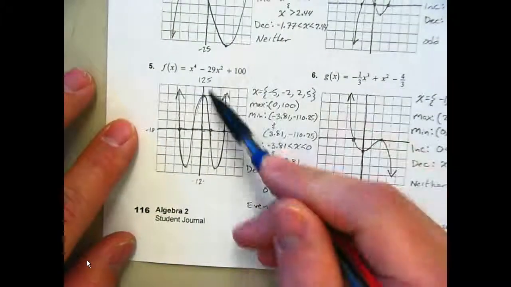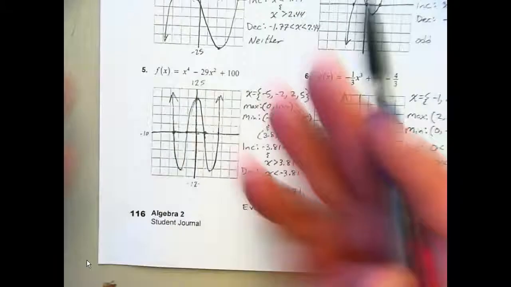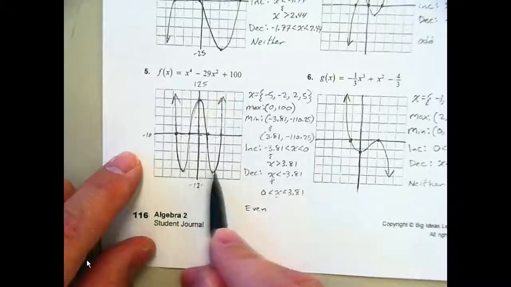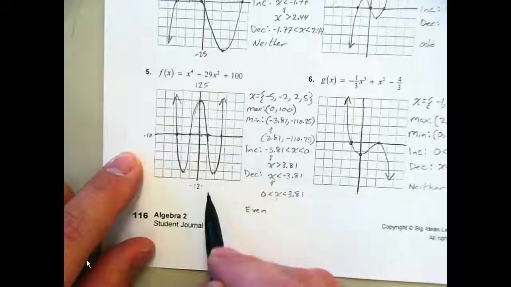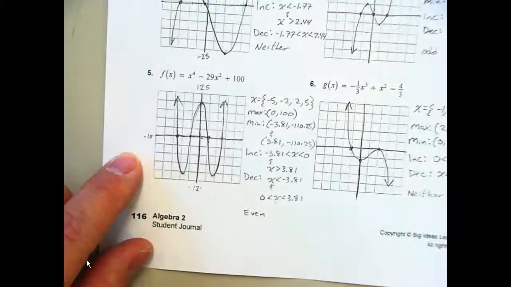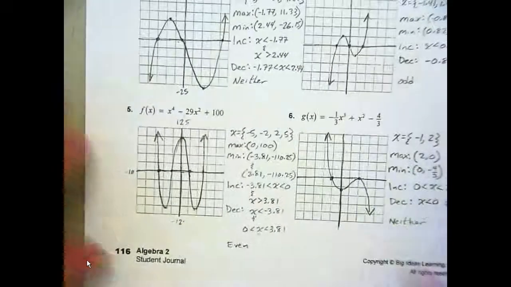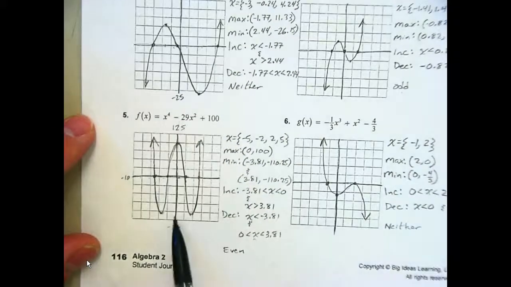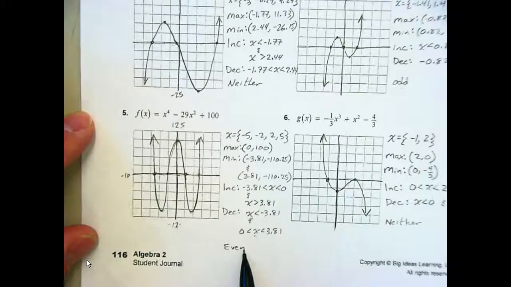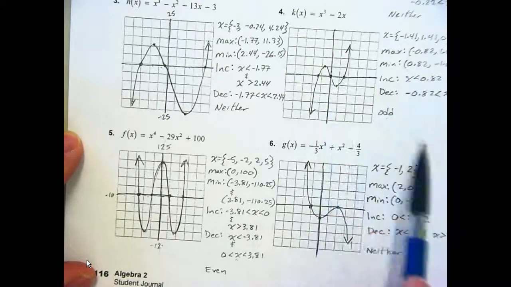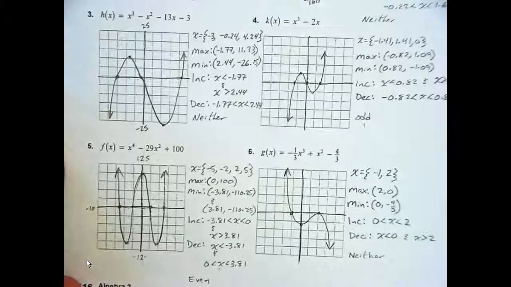It has line symmetry. It's a reflection. Okay, you can fold it. So like Emily said, these points are the same because they reflect about the y-axis. Okay? So in a picture form, if it reflects about the y-axis, it's an even function. If it has 180-degree rotational symmetry about the origin, it's odd. Okay? If it doesn't have either of those, then it's neither.